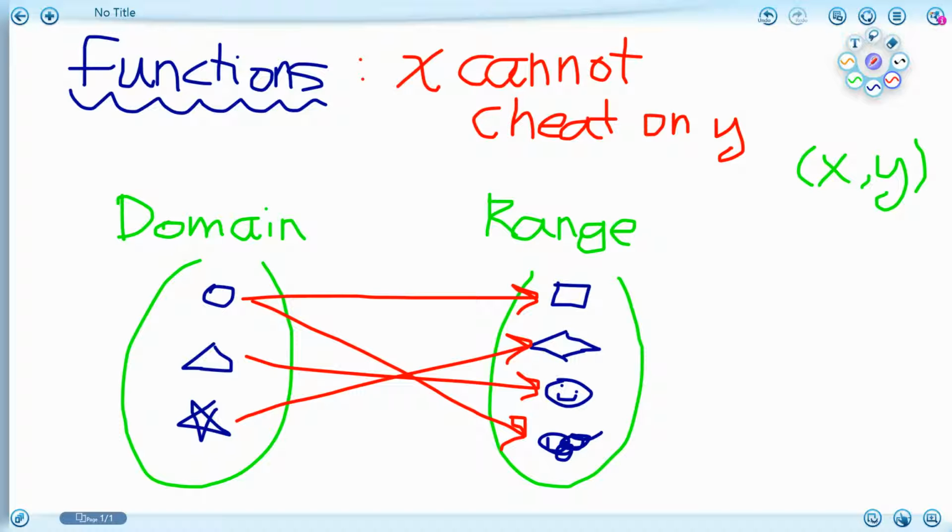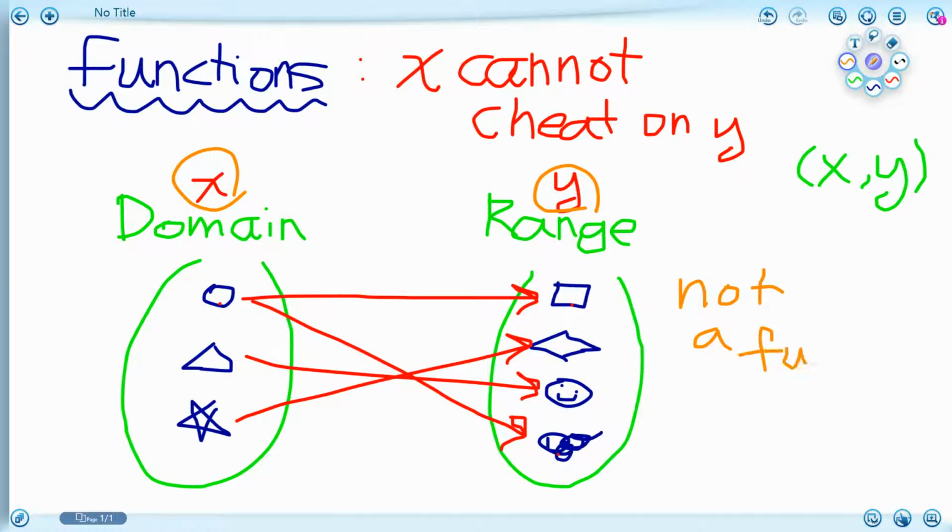So right here, I can say that circle is having a relationship with square and the scribble. Okay, and circle is on my domain side, which is on my x side. So can you see how the circle is cheating on square with scribble? So in this case, since x is cheating on y, this is not a function. Okay, remember the little video that we watched.